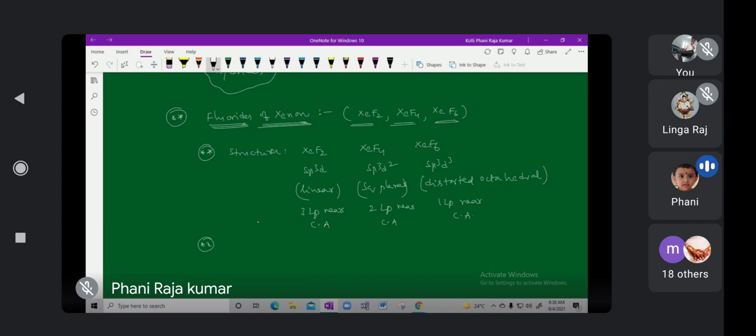Out of these three compounds, two compounds have symmetrical structure, that is XeF2 and XeF4. Therefore, for these two compounds, dipole moment is equal to 0, whereas, mu means not magnetic moment here, dipole moment, for XeF6, mu is not equal to 0. Structural information, simple one.